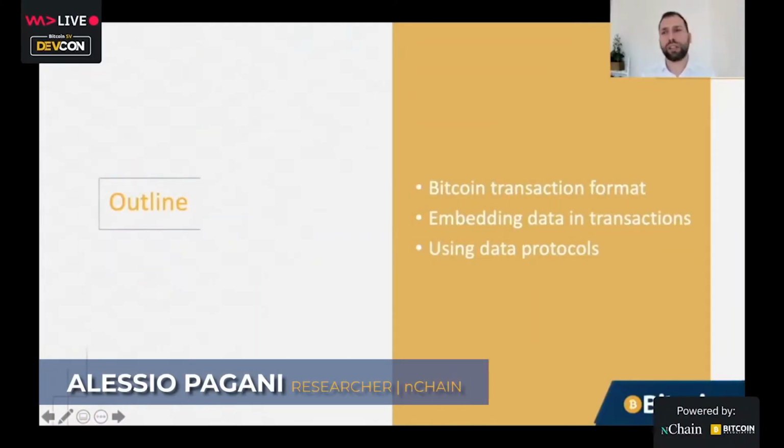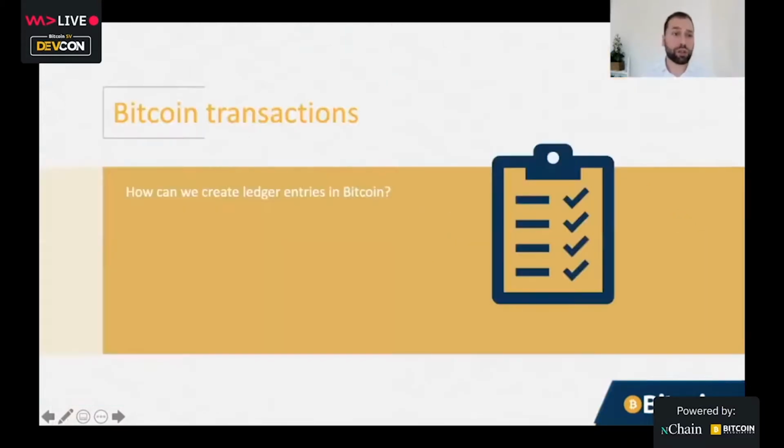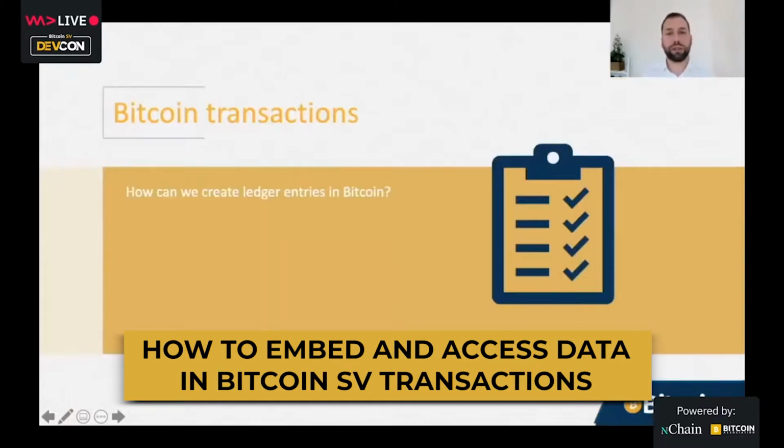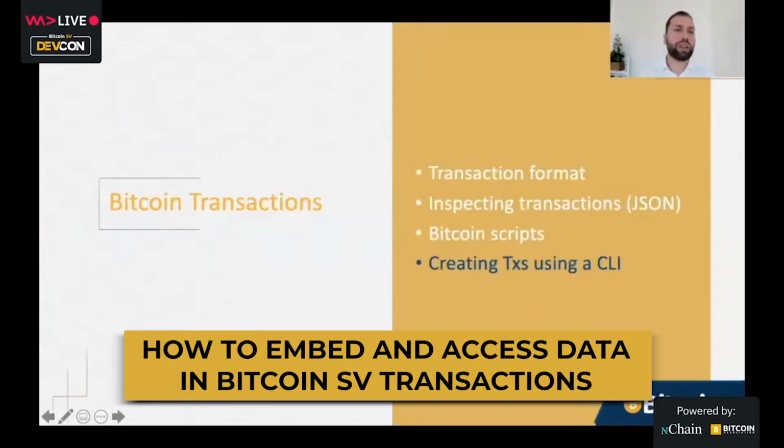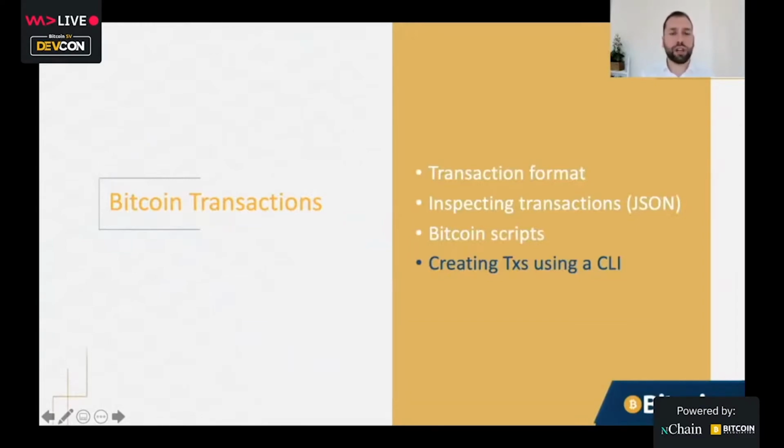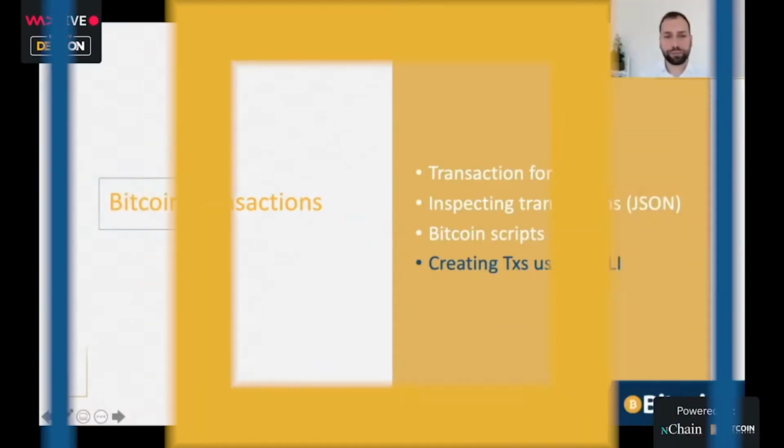So if we want to create a data transaction, the first question is, how do we create a transaction? So how can we create ledger entries in Bitcoin? So before talking about data, we will talk over the transaction format, we will inspect a transaction in JSON, we will briefly discuss Bitcoin scripts, and we will also create a transaction using the Bitcoin client.